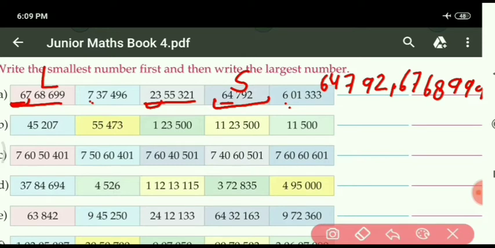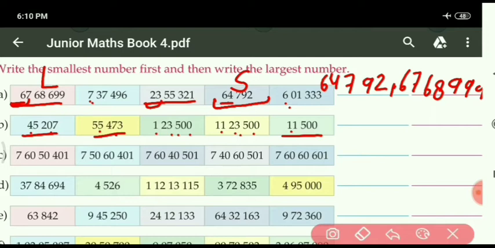Similarly, the next part also. Firstly check the place up to how much is given. 45,207, 55,473. This is given up to lakh place. 1,23,500. This is given up to 10 lakh place, 11,23,500, and this is given 11,500 only. So here three numbers are given, this one and this one. These numbers are given up to 10,000 place, and the other two numbers up to lakh place, and this one up to 10 lakh place.